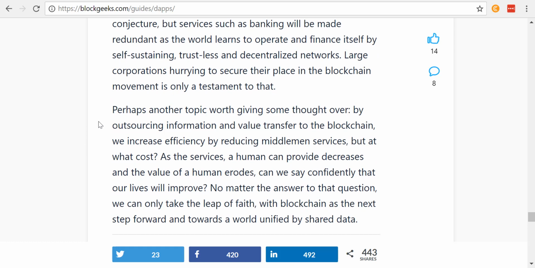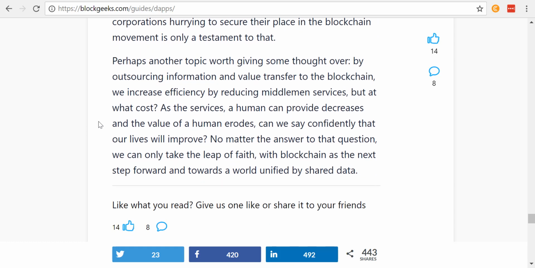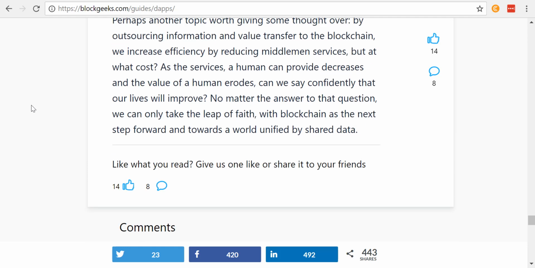Perhaps another topic worth giving some thought over: by outsourcing information and value transfer to the blockchain, we increase efficiency by reducing middleman services, but at what cost? As the services humans can provide decreases and the value of a human erodes, can we say confidently that our lives will improve? No matter the answer to that question, we can only take the leap of faith with blockchain as the next step forward towards a world unified by shared data.